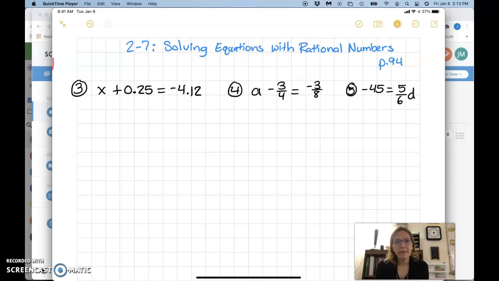It's 2-7, Solving Equations with Rational Numbers, and it's on page 94, so please follow along with your book and take notes in your math journal while I go over all of these things.